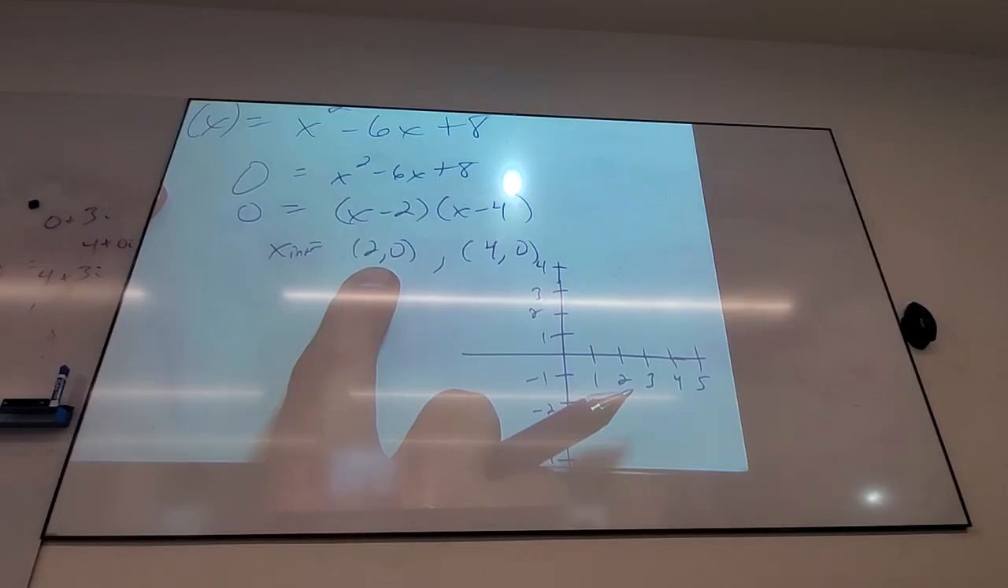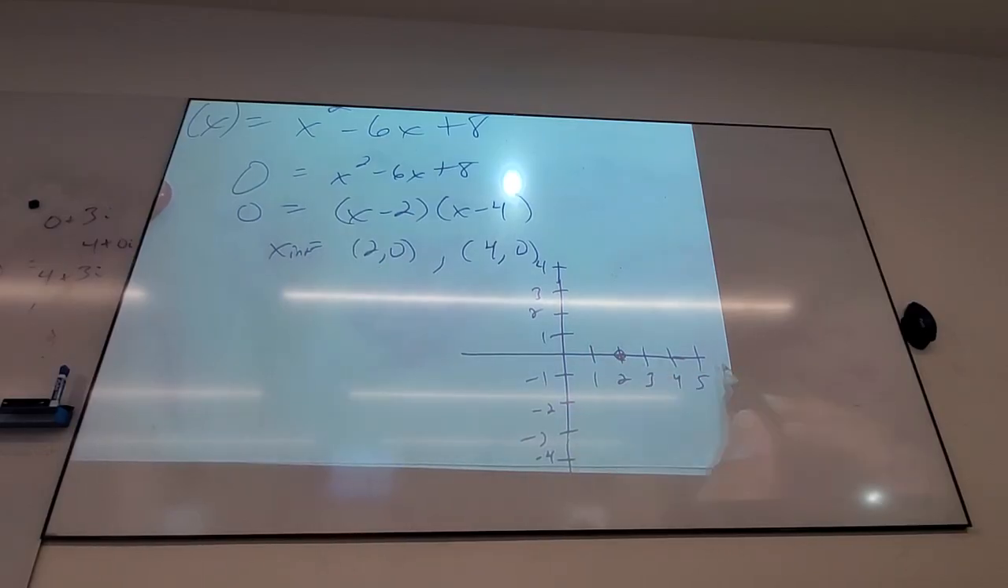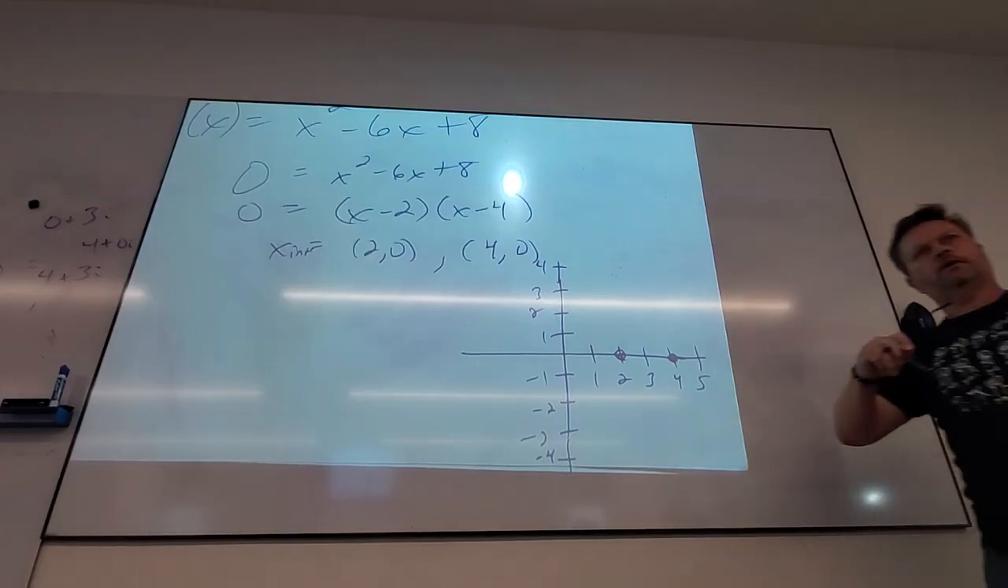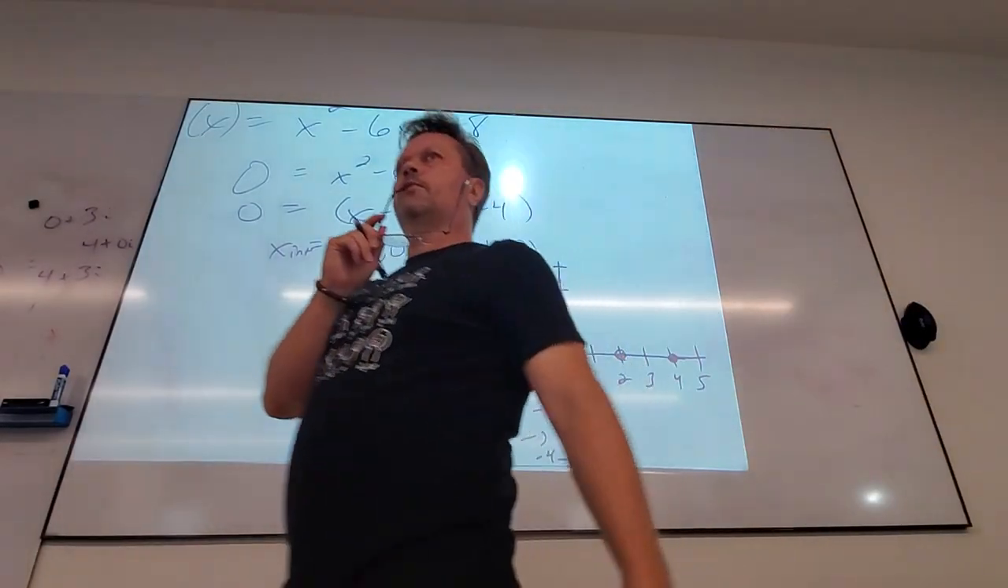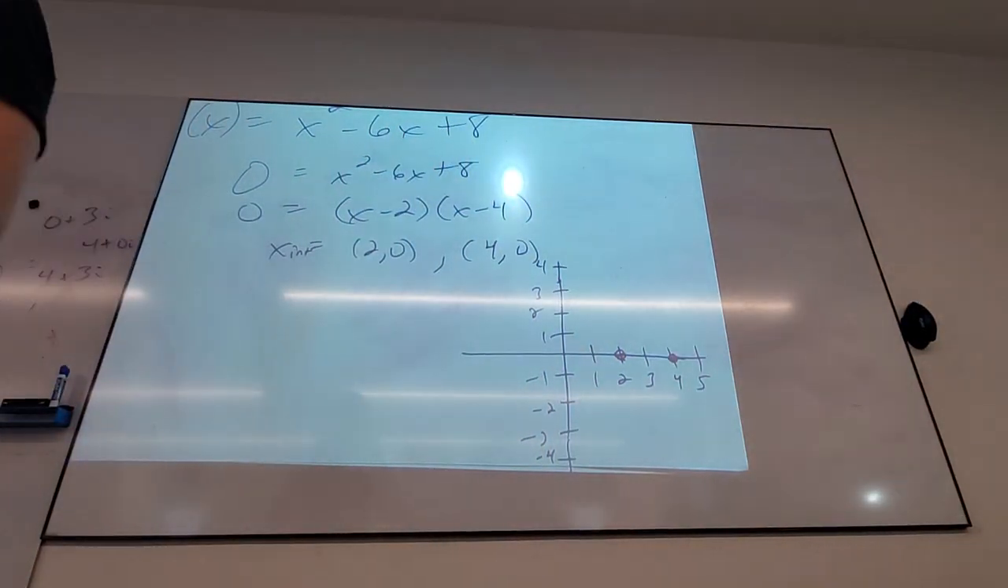My intercepts are 2, 0, and 4, 0. So what must be the x piece of my vertex? 3. Do you guys see that? That sets up the mirror. The mirror has to be directly between them because one point is the reflection of the other point. You can think of it that way. So the mirror must be right in the middle.